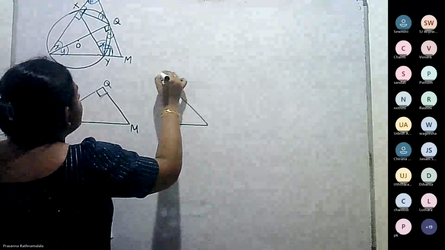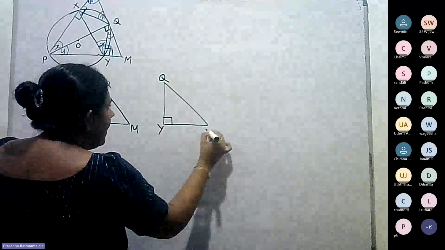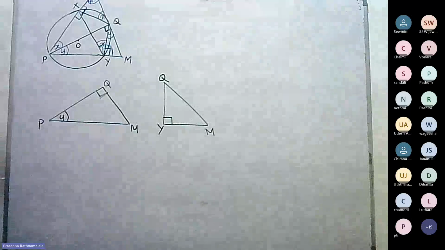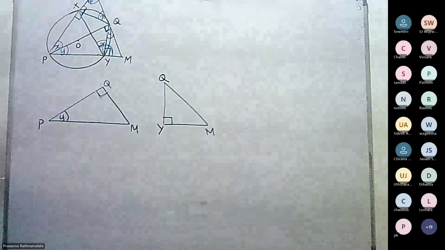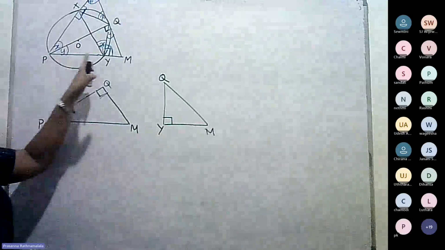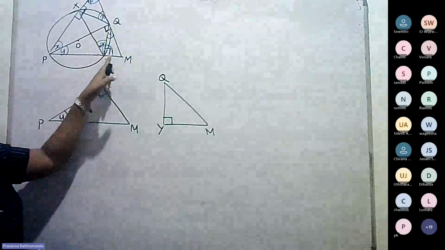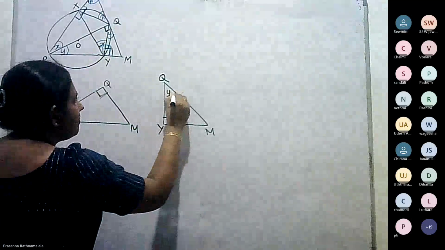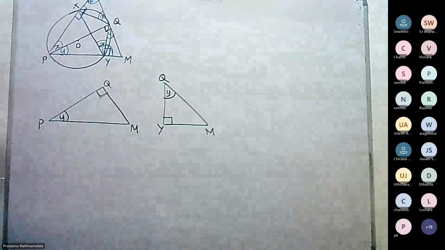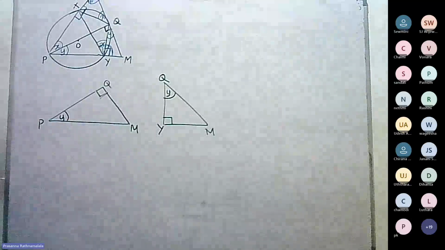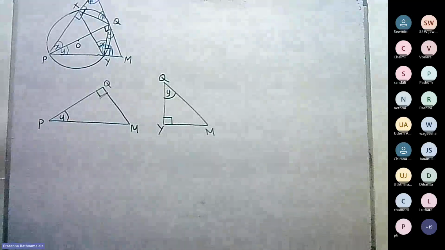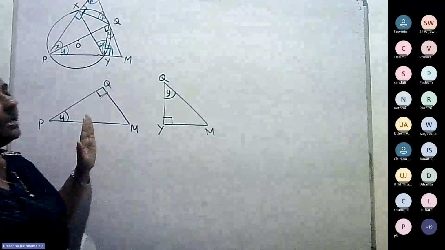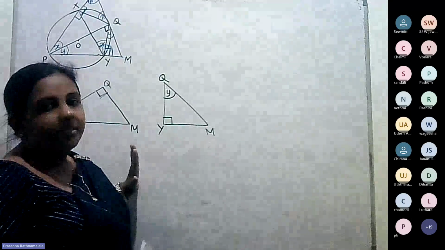This one, QYM. Here's the triangle. Then you write Y. This is Y. Then you draw these two triangles separately. Now you can make the equations easily.